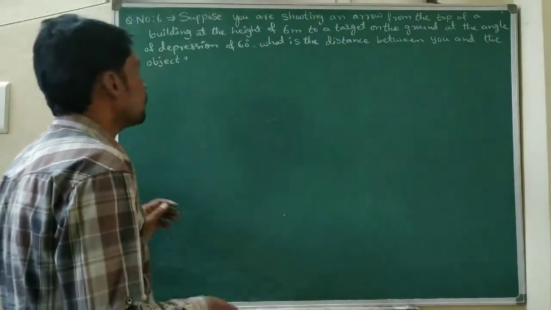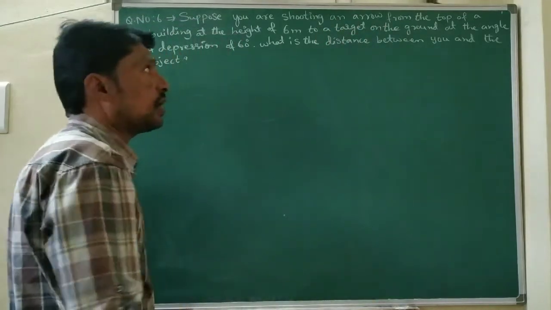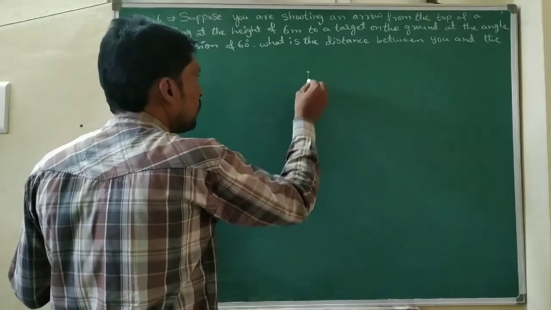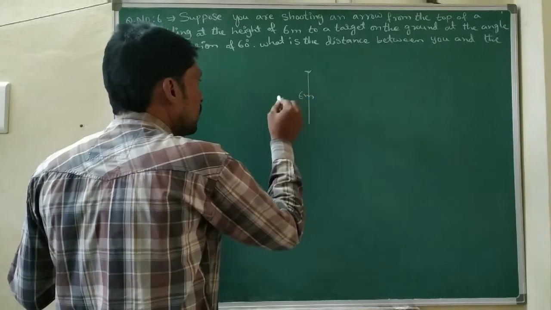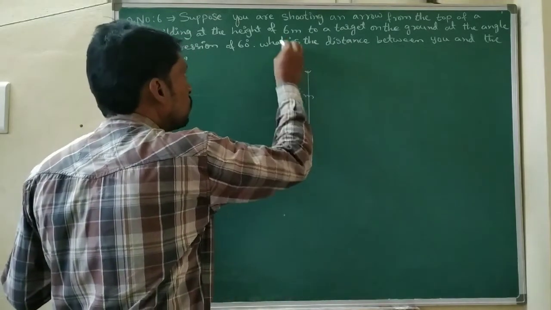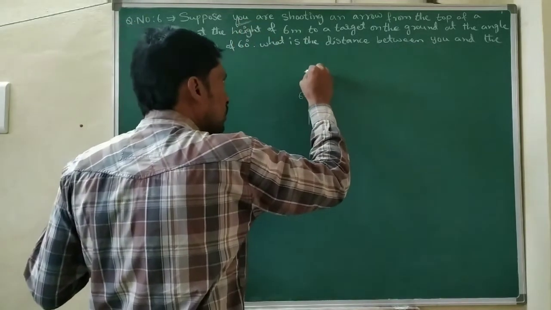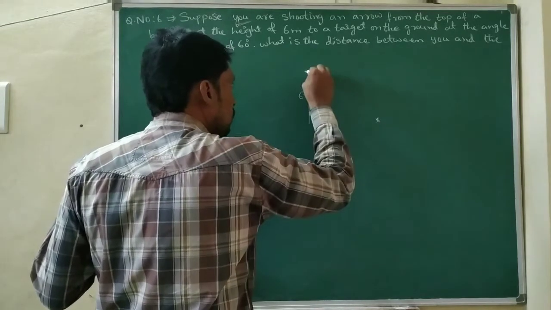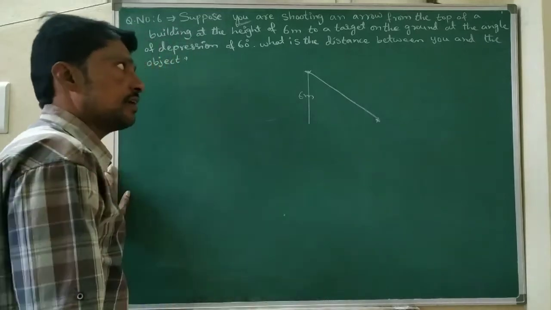Here, given that you are shooting an arrow from the top of the building. For example, this is the building, this is the top of the building, and this is the height of the building, which is 6 meters. So the top of the building is where you are, I am. And here on the ground, one object is there.